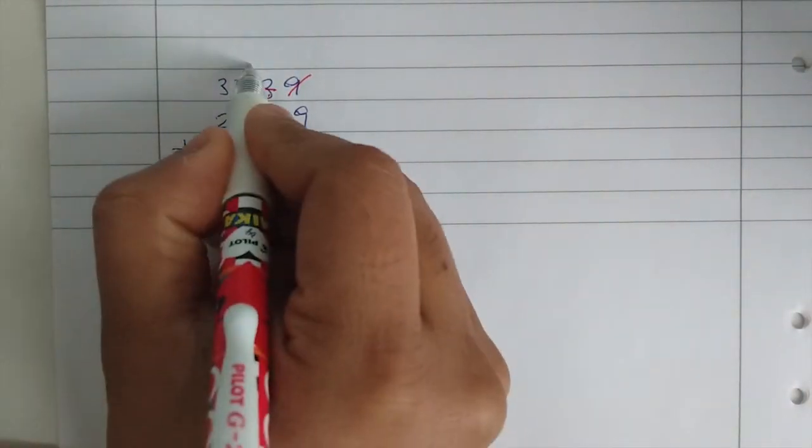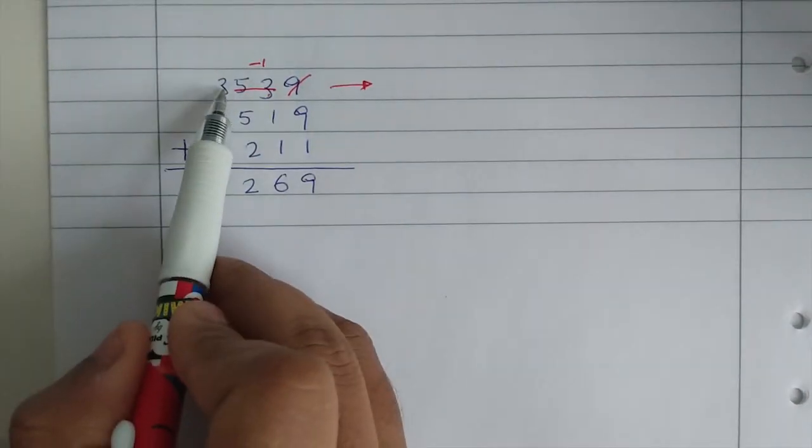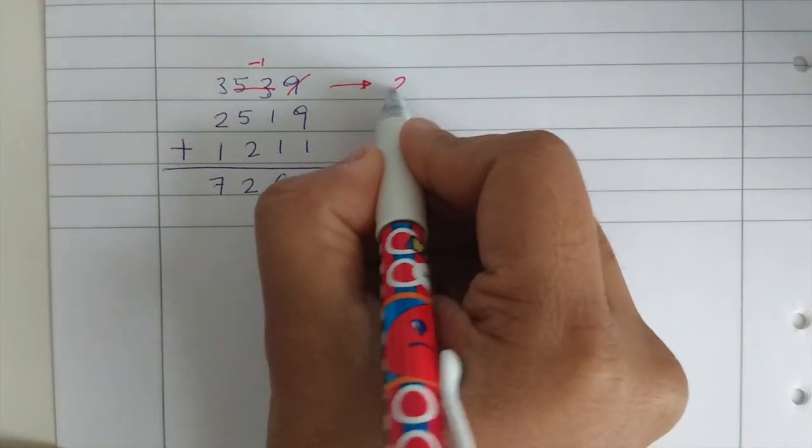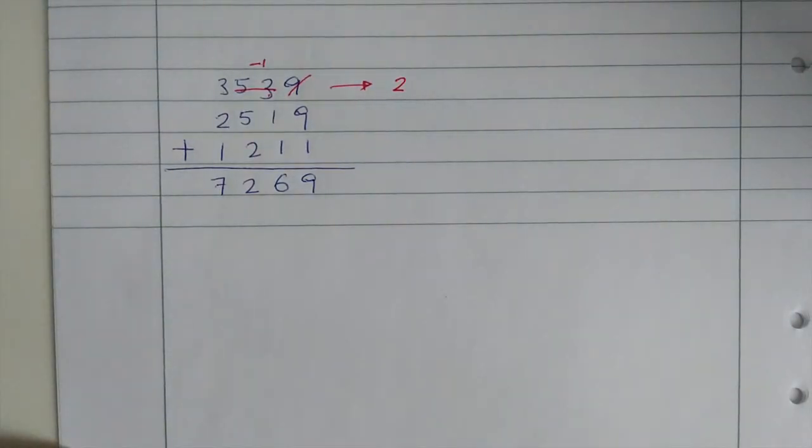So we remove 5 and 3, we write here as minus 1. Now we are left with 3 and minus 1. So therefore we will write here as 2. 3 minus 1 is 2.